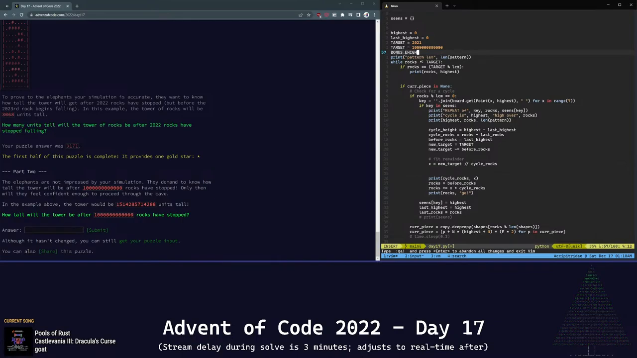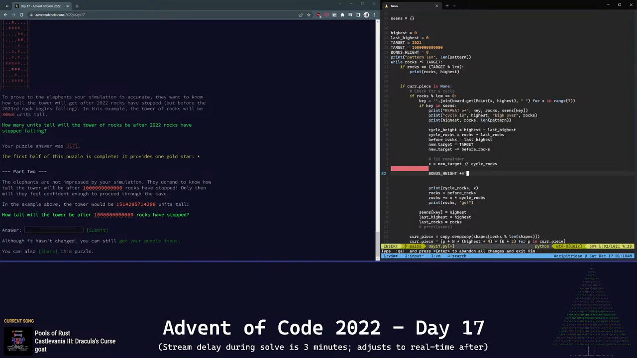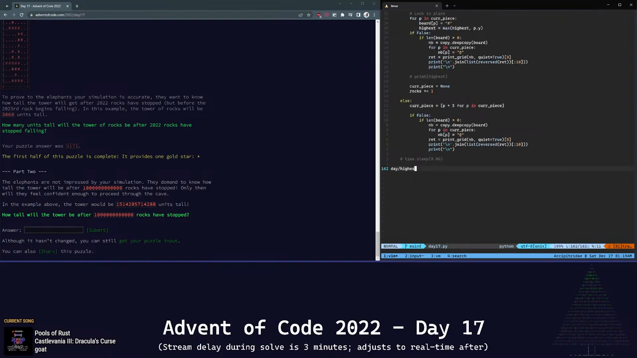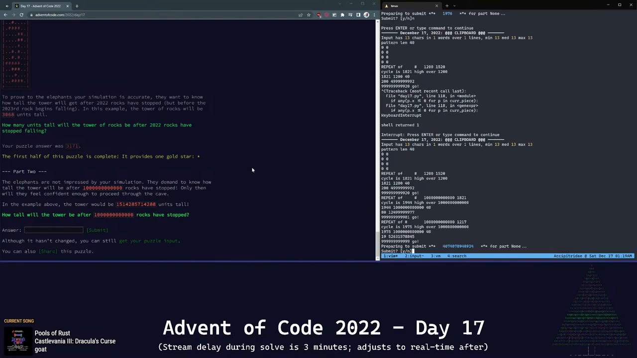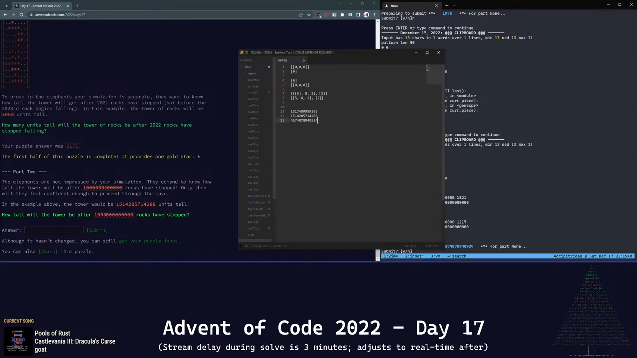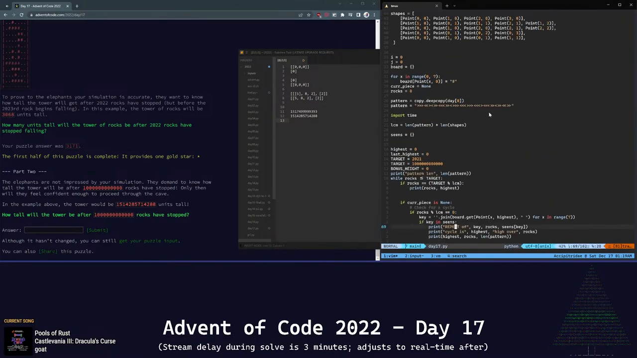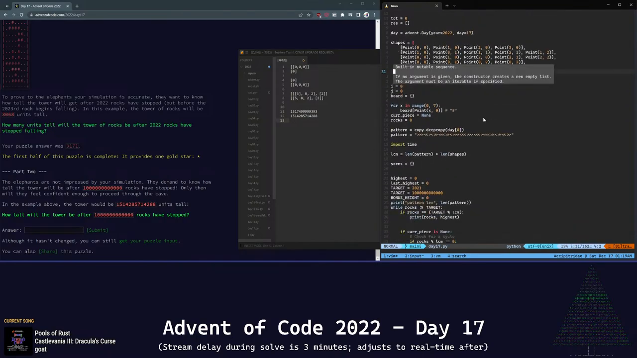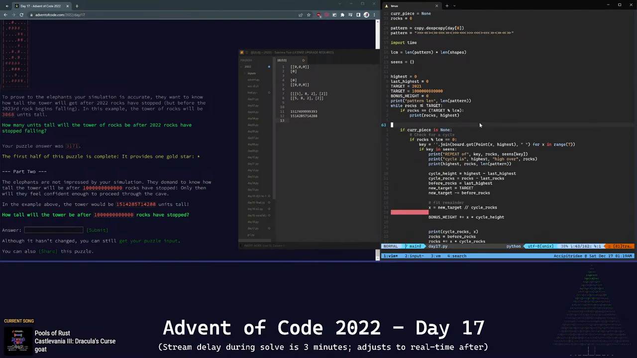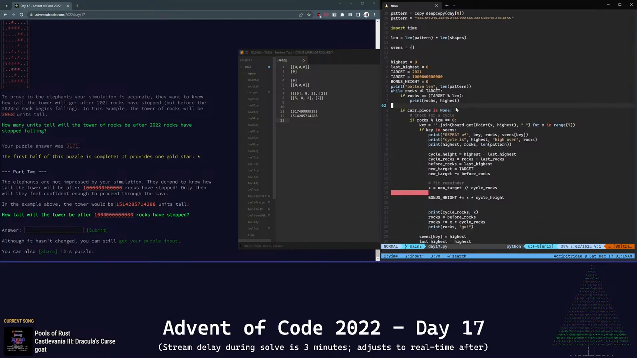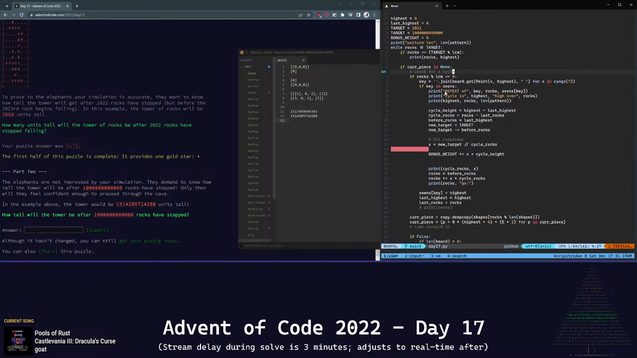Bonus. What am I thinking? Bonus height is going to be x times cycle height, because it's cyclic. Ironically, whatever we had before was a lot closer, even though I think this is actually correct, or more correct. Okay. Let's even this out.